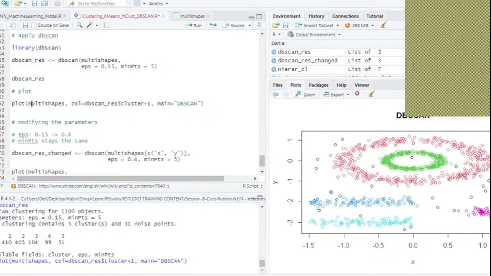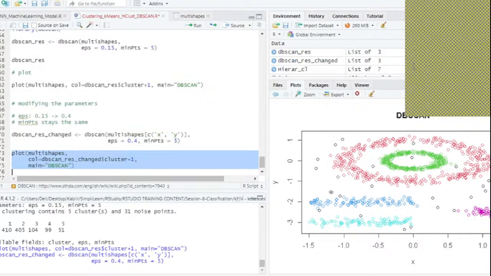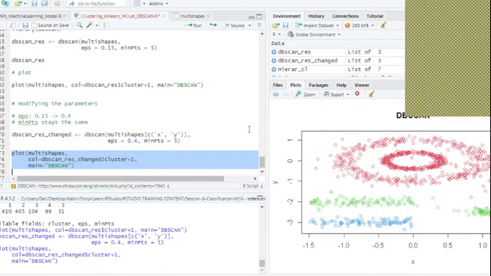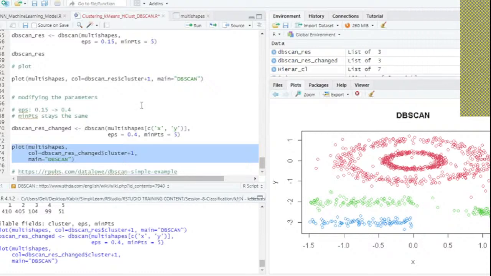Additional color, one for noise, right? Color additional number of clusters plus one for noise. And if I change the parameters and I again plot it, this time I get three clusters, right? One, two, and three. So that completes our DBSCAN.